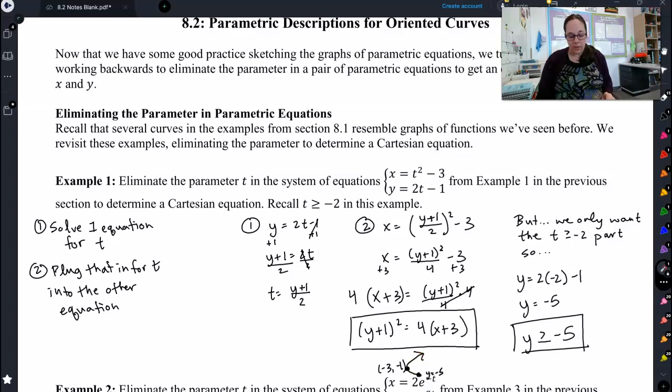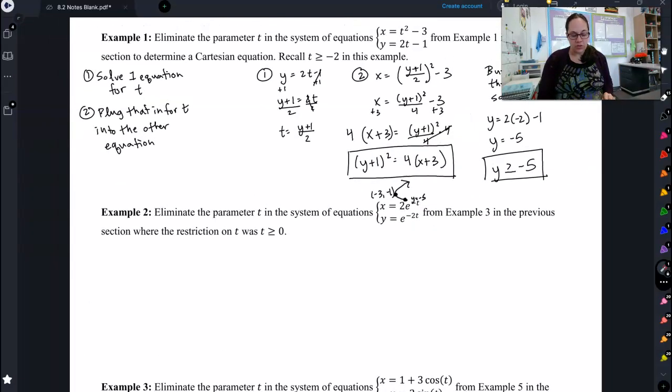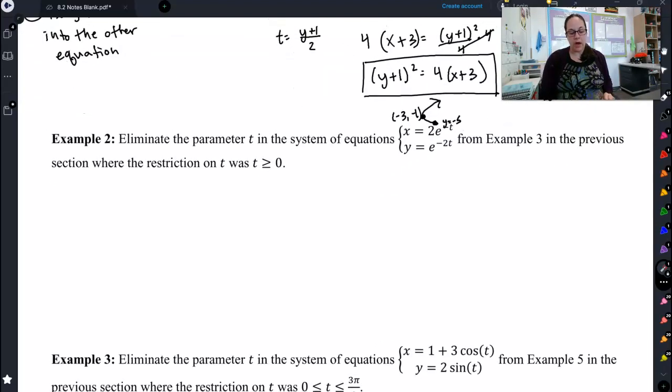So that is how we take a parametric equation and then bring it back to its original equation of x's and y's. So what I would like you to do is try example 2. You'll use the same process. Solve one of the equations for t, and then you'll plug that in for t into the other equation. I will give you a hint. It will be easier to solve for t in the x equation, and then plug that into the y equation. So pause the video, try that out on your own, and then come back to check.